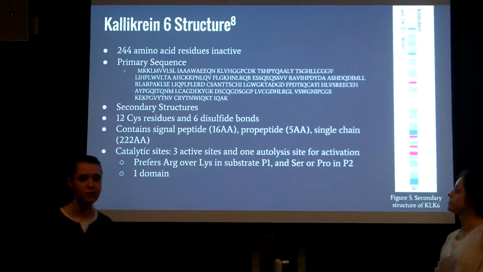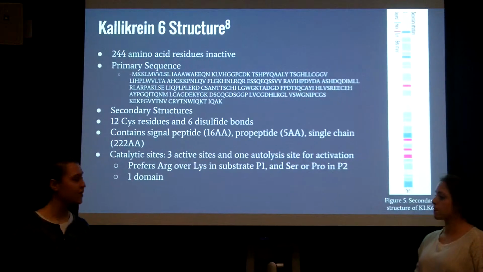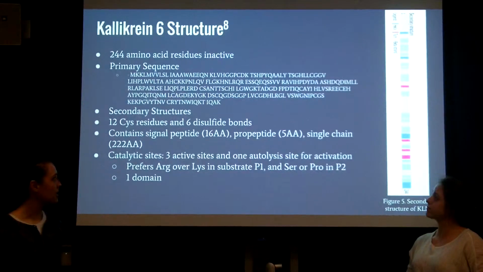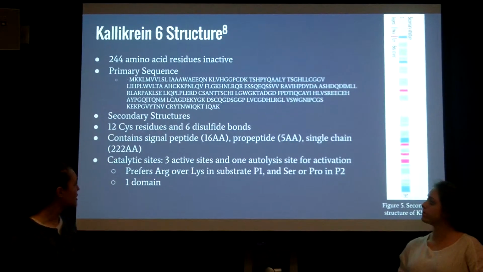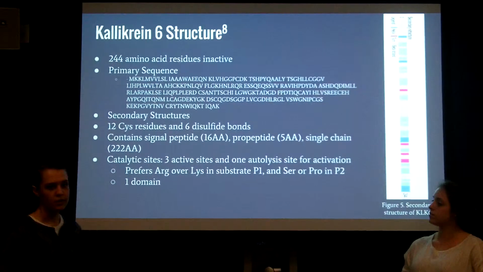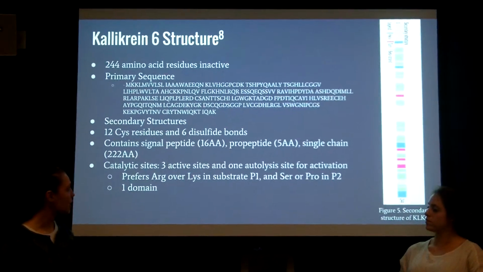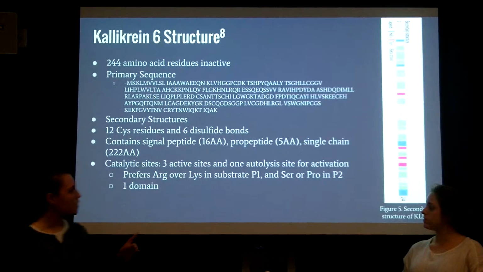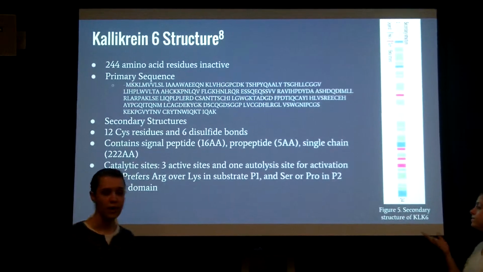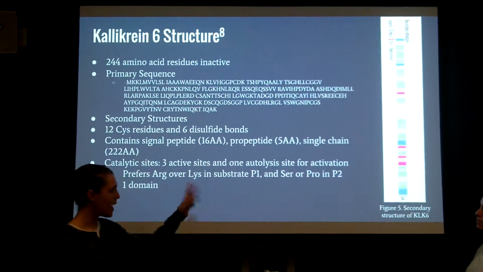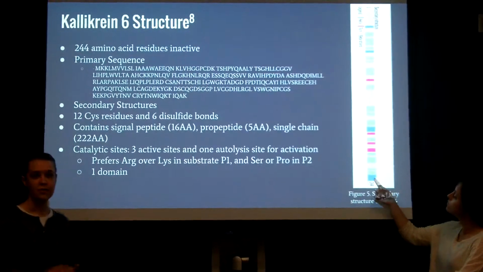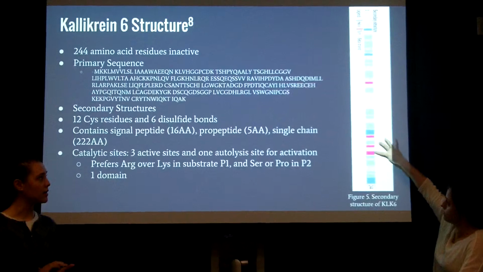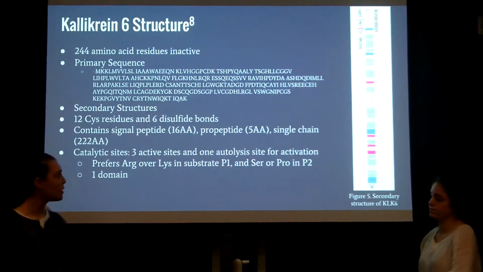Kallikrein 6 is made up of 244 amino acids, and again, like we said, it's originally created as an inactive enzyme. Right there is the primary sequence. It's just the single 1-letter code amino acids. Right there, the graph to the side is from UniProt, and it is basically a map of the secondary structure, which includes 5 alpha helices, 15 beta sheets, as well as 4 turns.